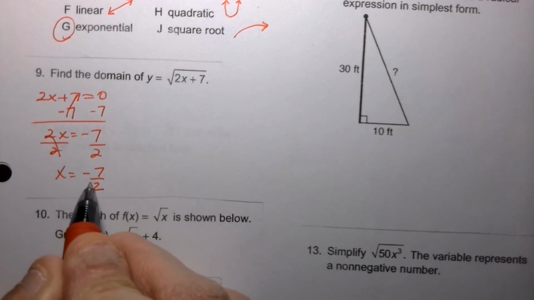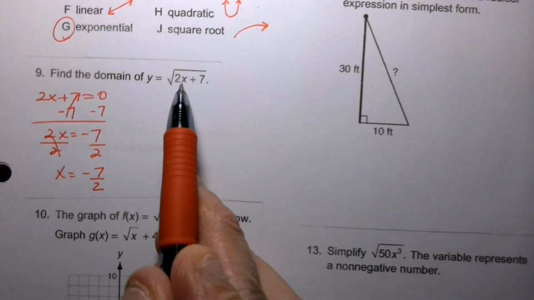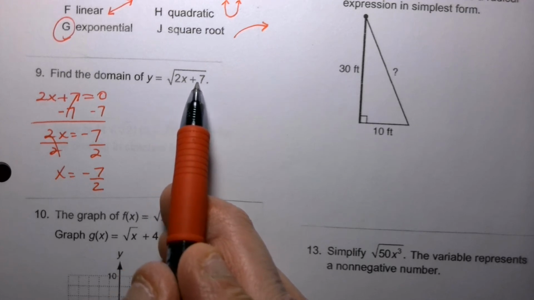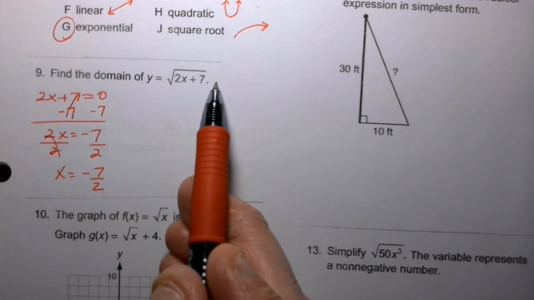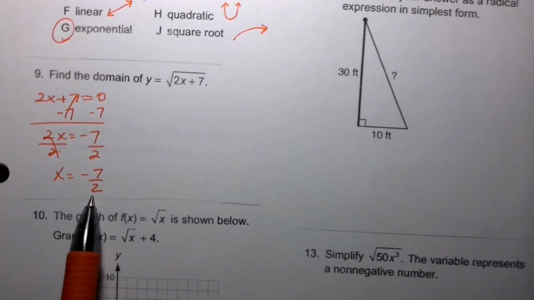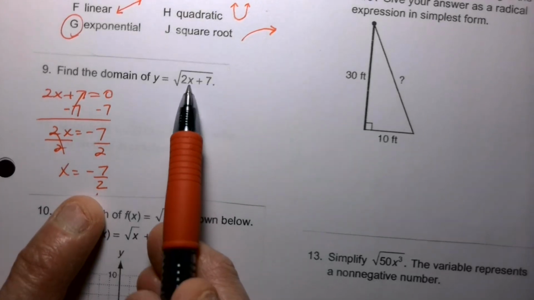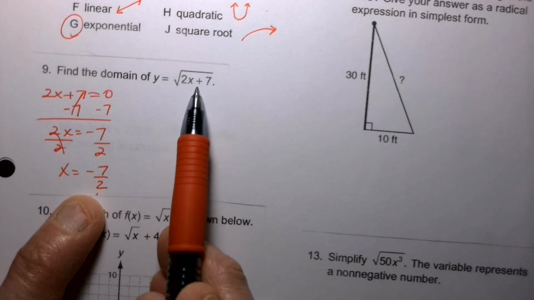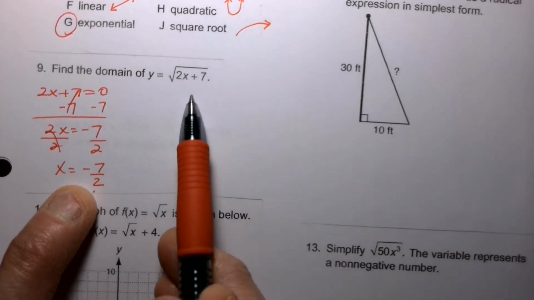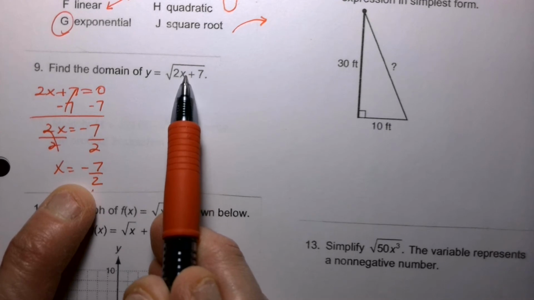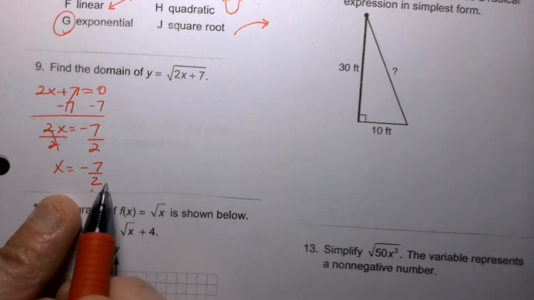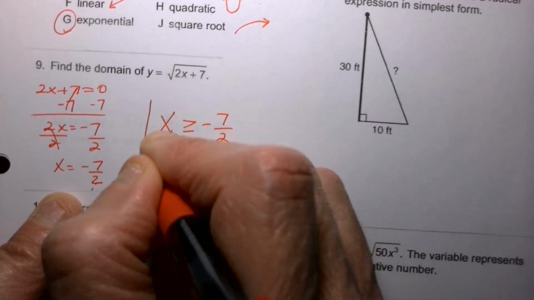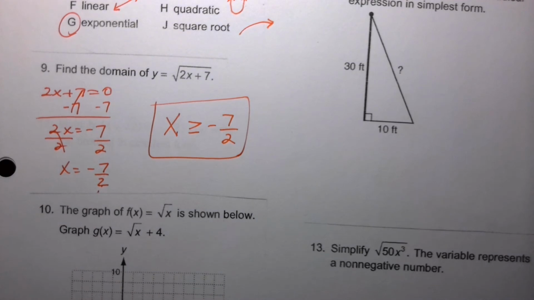But that's not my answer, kids. Because guess what? I could put in 3. 2 times 3 is 6 plus 7 is 13. That's a positive number. There are a lot of positive numbers, not just one. But when I put in -7 halves here, I'm going to get 0. So if I go below this number, it's going to go negative, and I can't have a negative square root. So it has to be this or bigger, all those numbers. So you have to write your answer like this. x is greater than or equal to -7 halves.